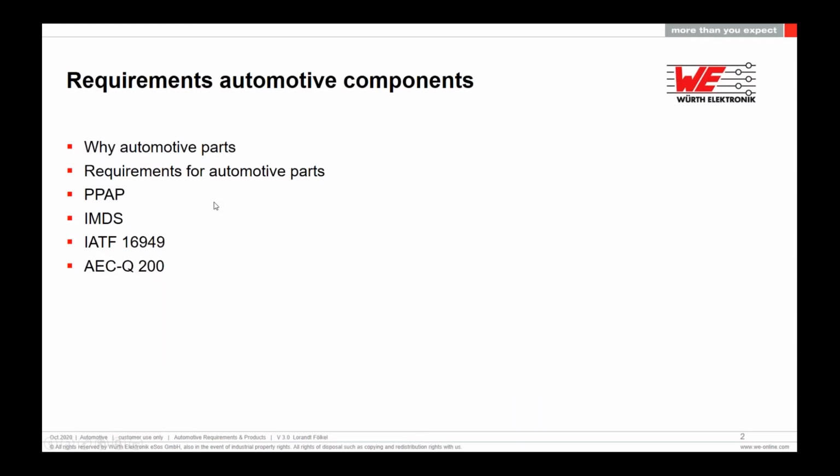So you will ask why automotive parts? Why can you not take just the simple standard products? Well, finally, they are very similar to each other. The only thing is that automotive products have been tested much more often, and they pass all these requirements like a PPAP. We have an IMDS entry. They are produced in a plant which is IATF 16949 qualified, and finally they are qualified according to AEC-Q200.